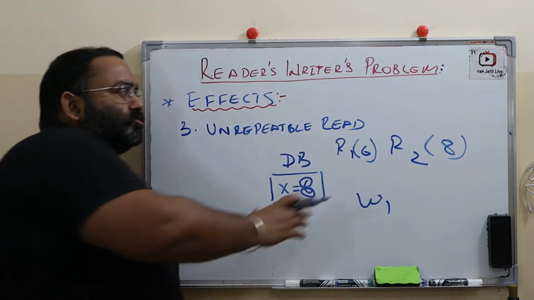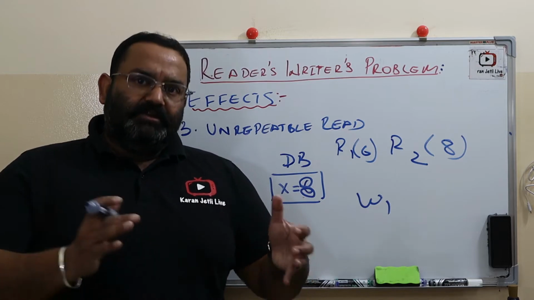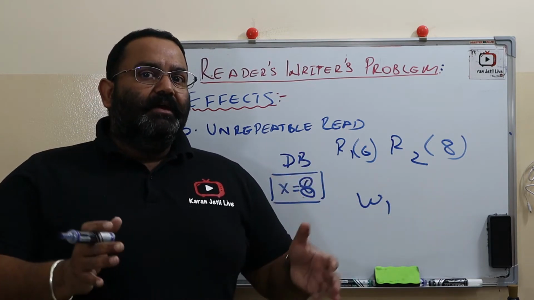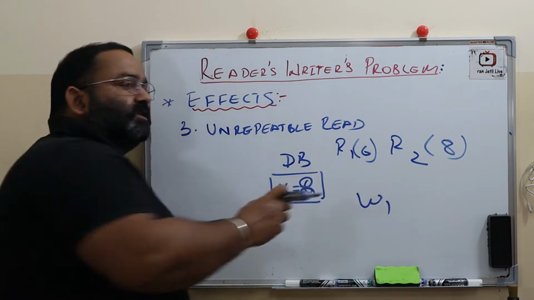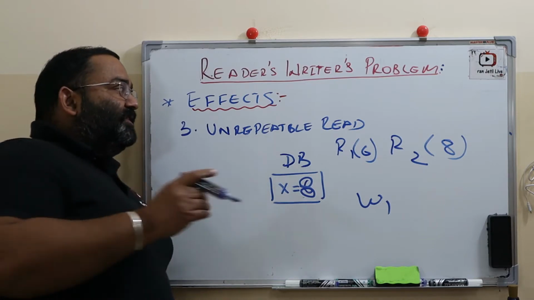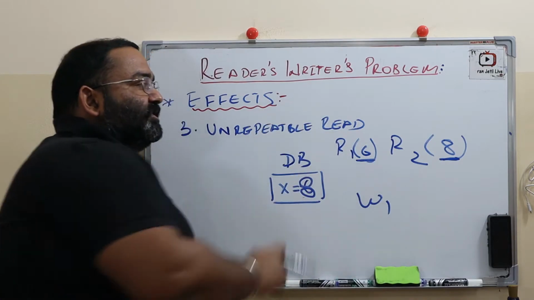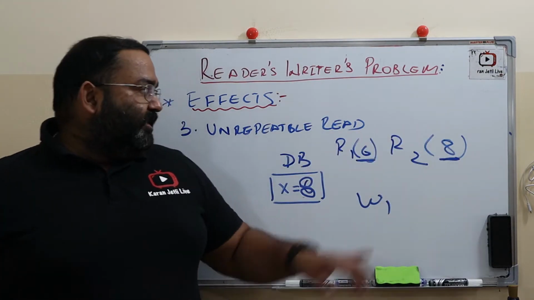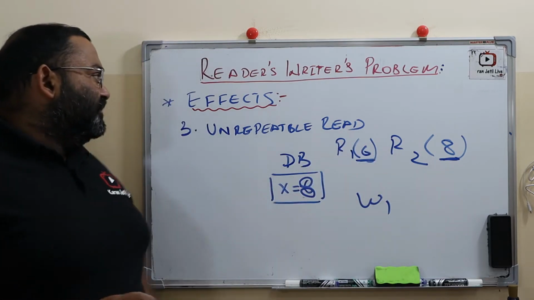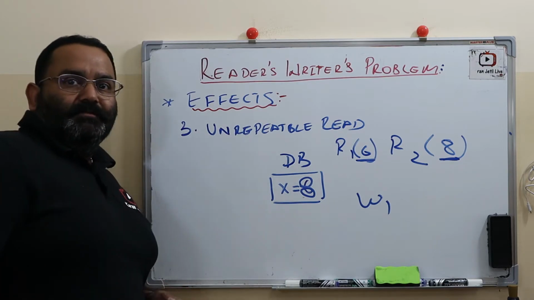Now what is happening? Both the read operations were done approximately at the same time, because in concurrency everything happens almost at the same time. But both the read operations are reading different values. This is 6, this is 8. Ideally both should read 6 or both should read 8. So what is this called? It is called the unrepeatable read problem.